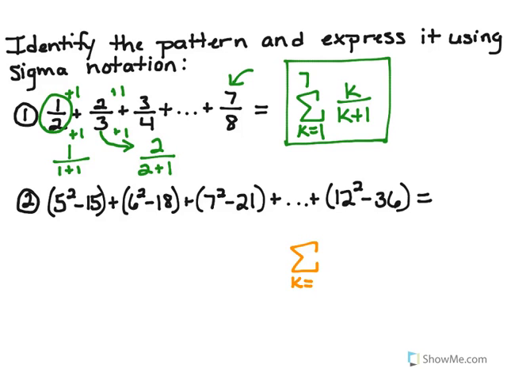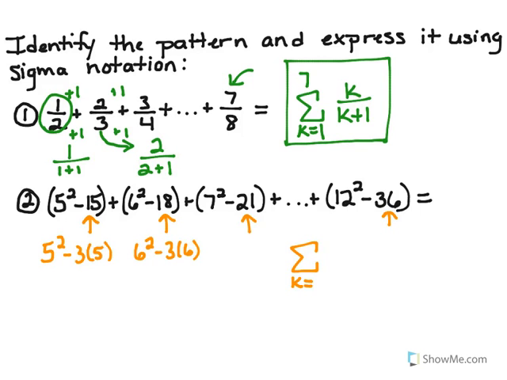Take a look at the second one. It looks like I'm squaring a number in each term, but then I'm subtracting something that is not always the same. Is there a relationship between the number being squared and the number I'm subtracting? This looks like it's 5 squared minus 3 times 5. The second one looks like it is 6 squared minus 3 times 6. If this pattern continues, then we're good to go.